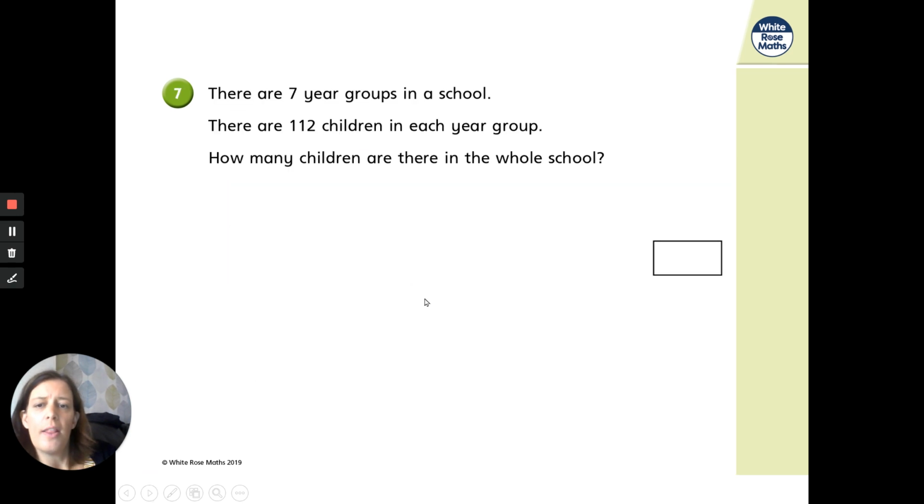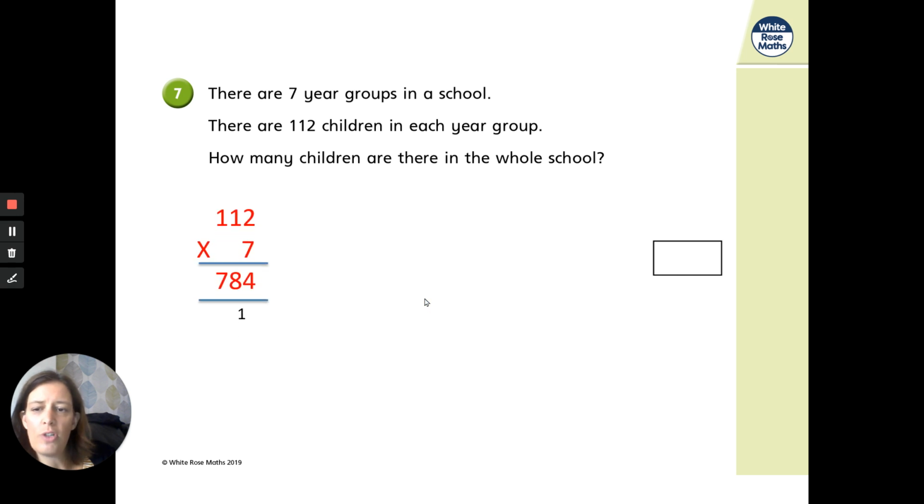Okay, number 7. There are 7 year groups in a school. There are 112 children in each year group. How many children are there in the whole school? So pause the video now while you write down your calculation and have a go at working it out.